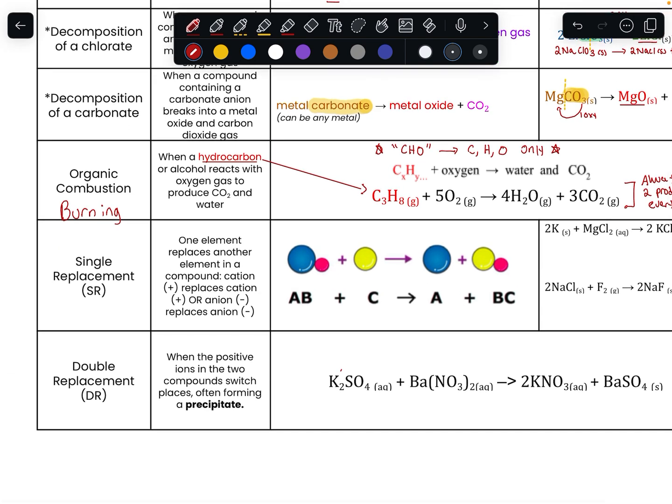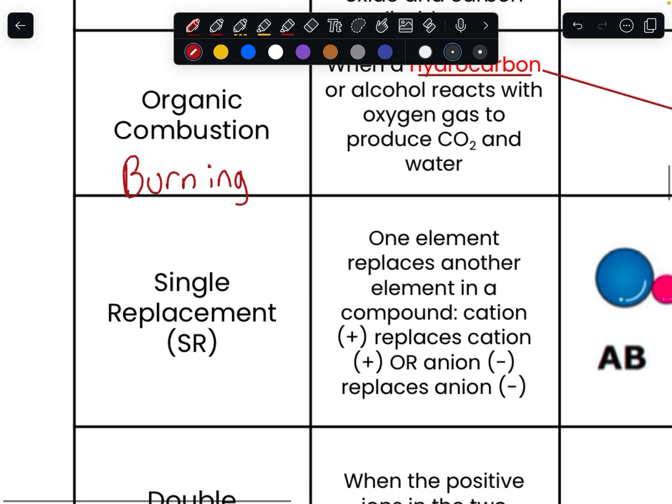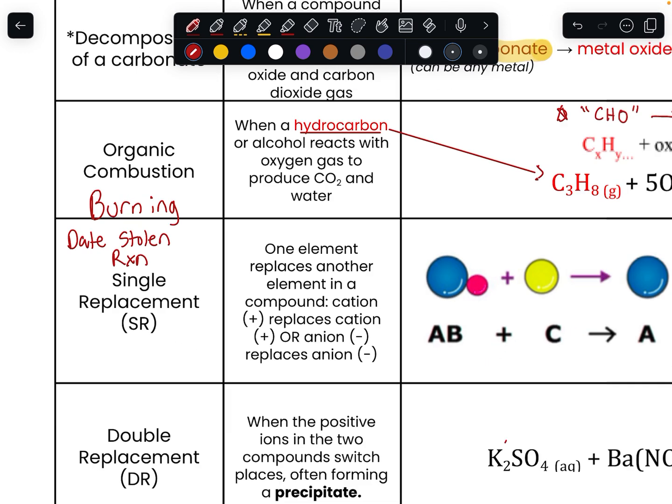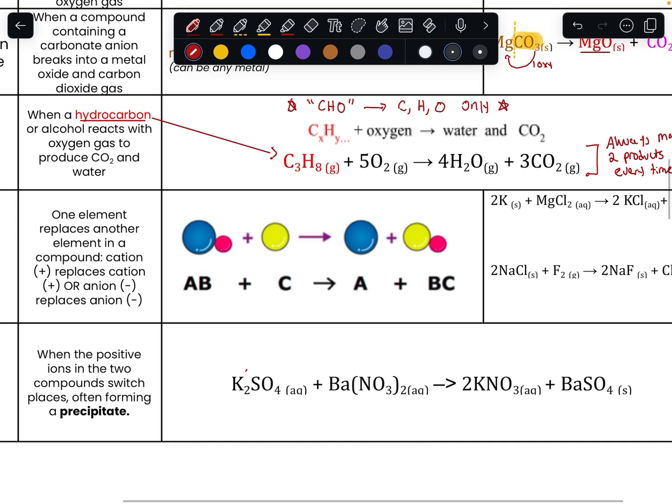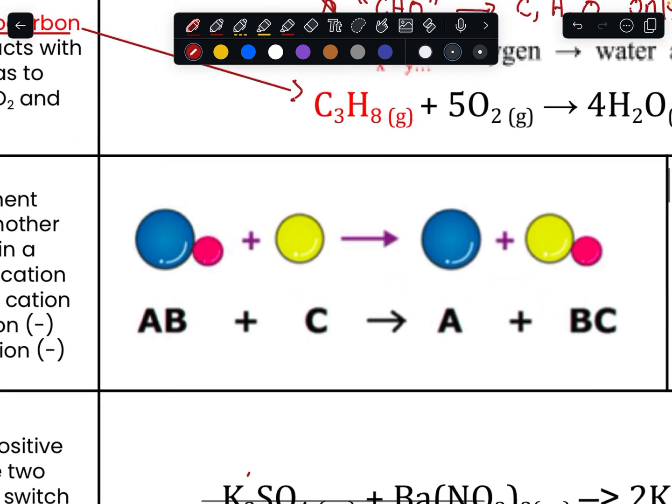All right, so the last two reaction types that we have are single replacement and double replacement. For the single replacement, I like to call it the date-stolen reaction. Here's why. This is probably one of the harder ones to spot. You're going to start with a compound of any type, and an element on its own.